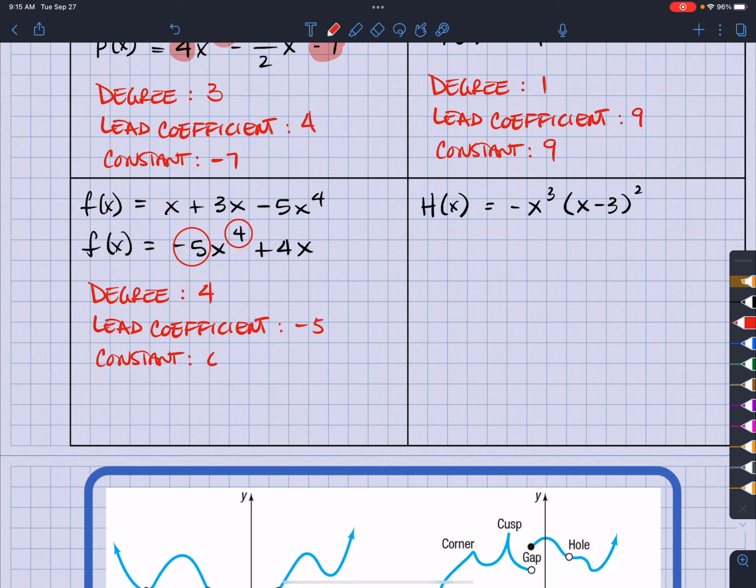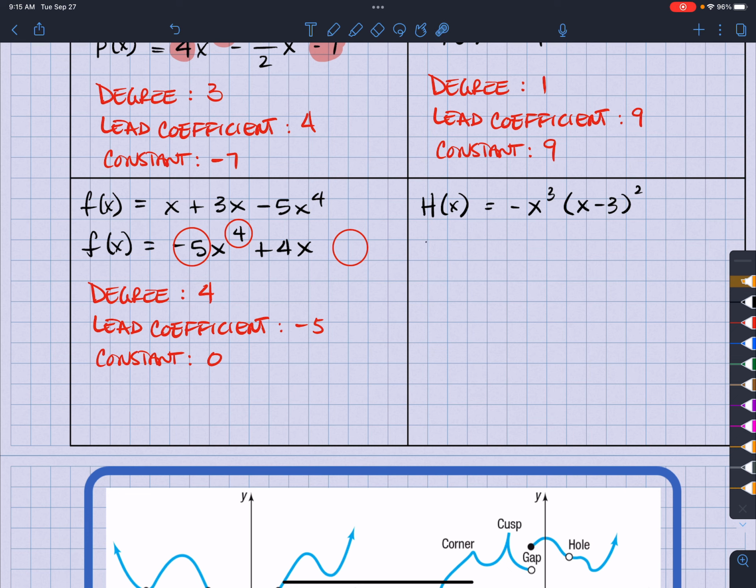And the constant is going to be 0 because there's nothing here, right? So it would be a 0. It's not just the last term, but it is 0. And we usually don't write plus 0 anyways. So here, what we have to do is actually work this out to see what it actually is.